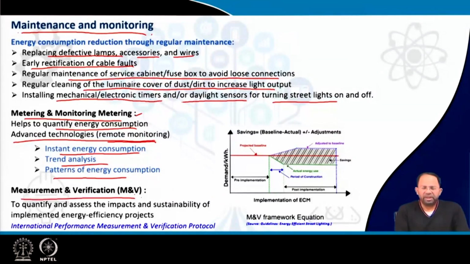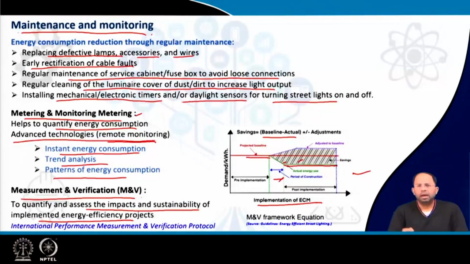So this is measurement and verification. Once we are doing a lighting project, we have to really quantify and assess the impacts and sustainability of implemented energy efficient projects. That's why we use this kind of framework where you can see that this was the current baseline, that is, before the change, this is the amount of energy that was consumed, and then there is a period when the change happens, and finally the value comes down. We determine this by the savings, which is the shaded area. So this is how we determine savings: savings is equal to baseline minus actual, plus or minus the adjustments that also happen.